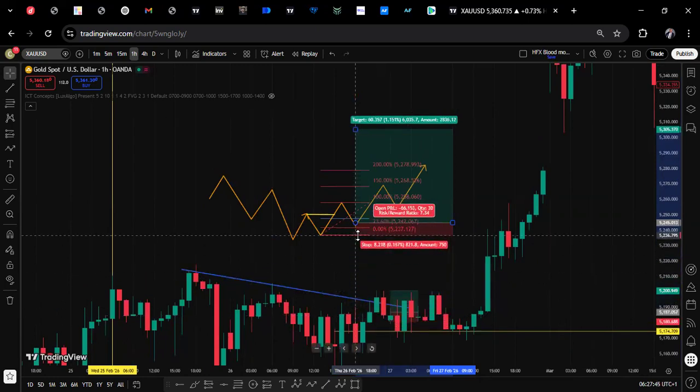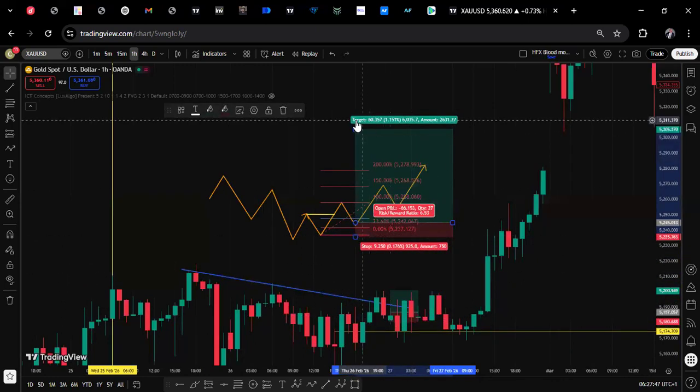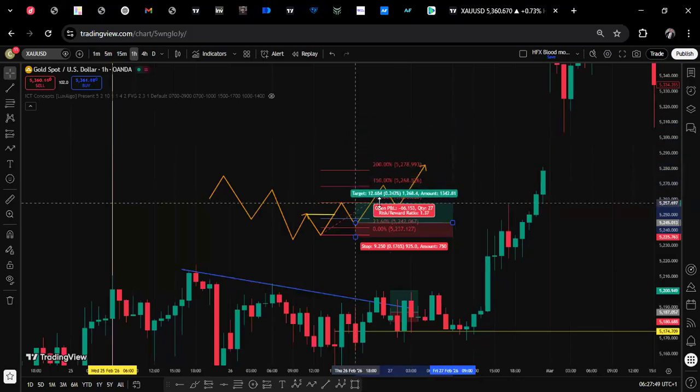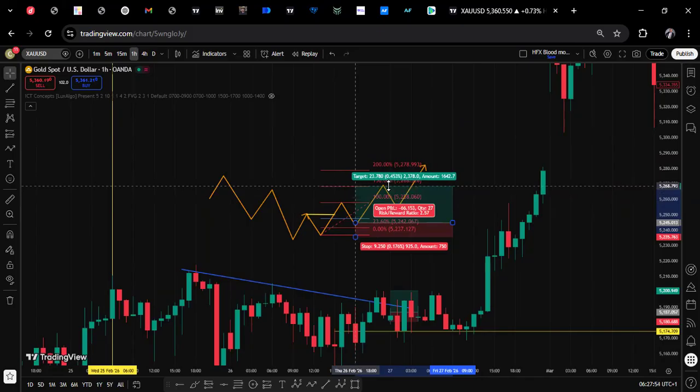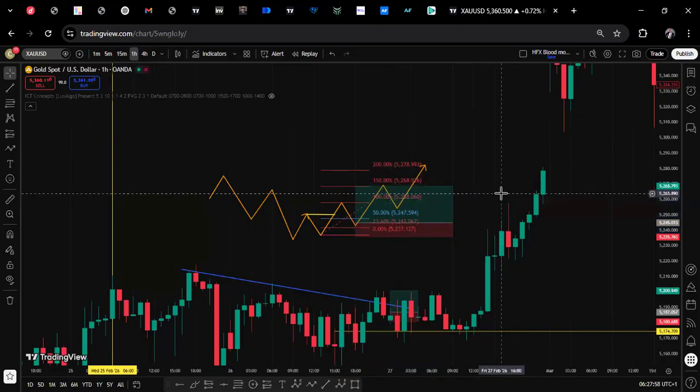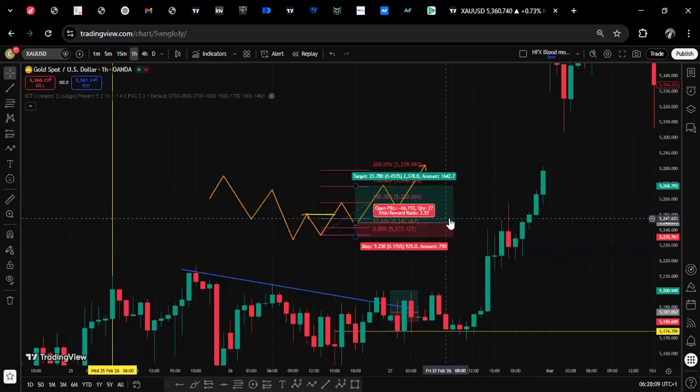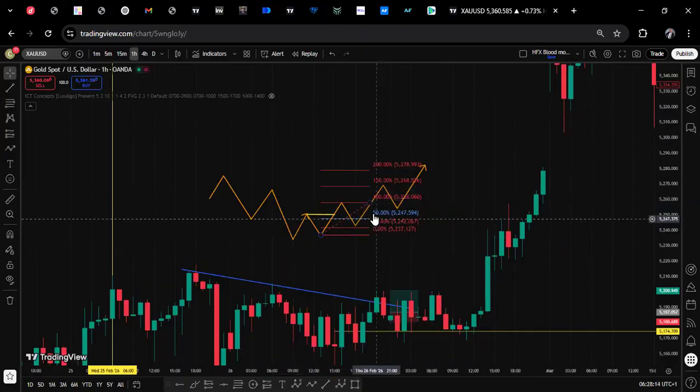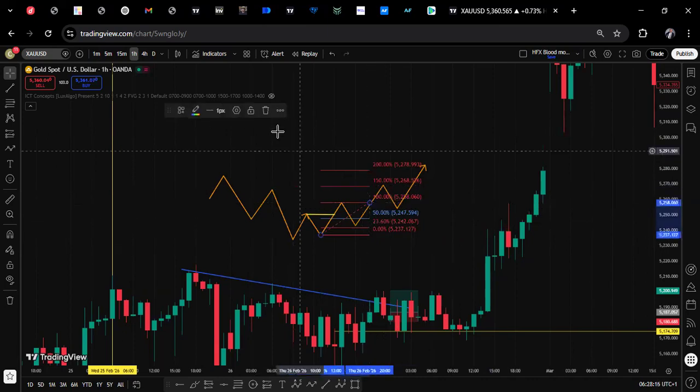This low will be my, of course, SL. Then I target either the 100% or the 150% of the Fibonacci retracement. It always happens this way, right? In fact, I think over time I'll get to show you how to use Fibonacci, not just the retracement, but the extension as well, to actually get very good precise entries and targets. So back to what we're talking about.